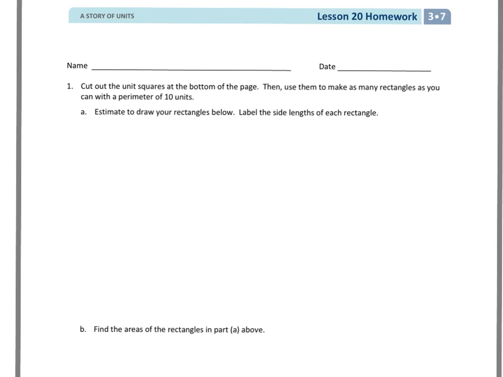Number 1 says, cut out the unit squares at the bottom of the page, then use them to make as many rectangles as you can with a perimeter of 10 units. So now we're looking around the outside. Yesterday, or the last lesson you did, lesson 19, we were doing area, where you could just stack and count. Now we got to count the outsides.